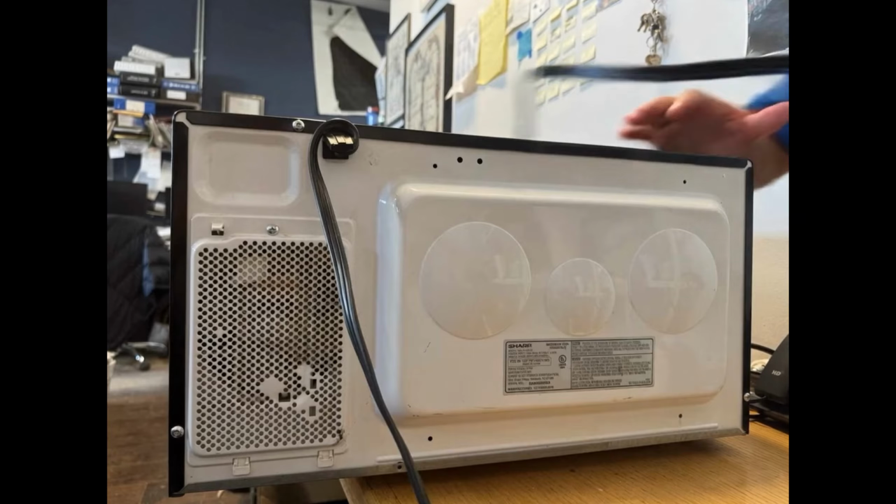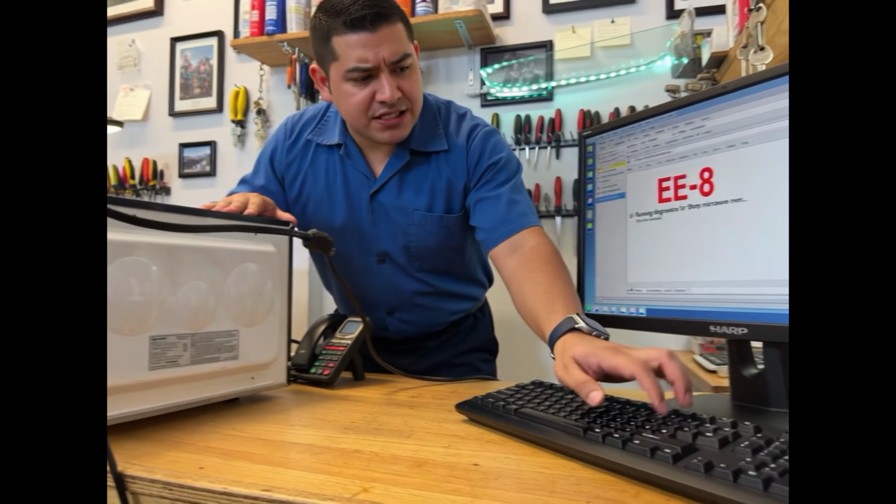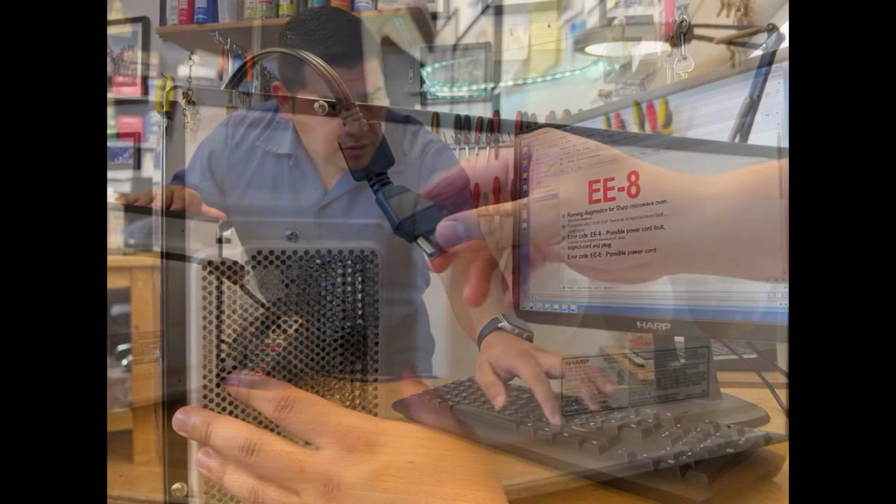On the other hand, some clients mention that the issue started right after unplugging the unit or after an electrical fluctuation at home. This reinforces the idea that the EE-8 error can appear when the electronics lose stability or become misconfigured, something quite common in devices sensitive to voltage changes.